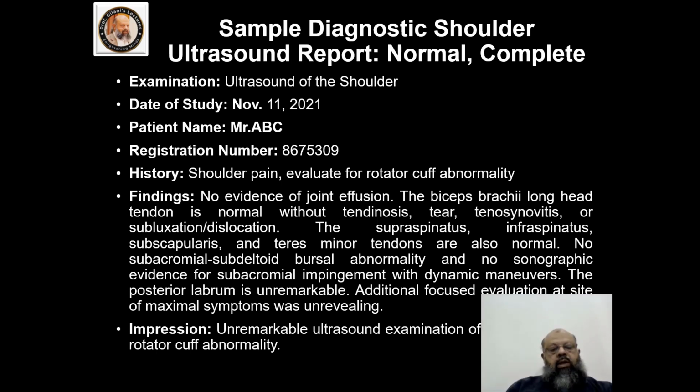Then we will say the impression or conclusion. Unremarkable ultrasound examination of the shoulder. We can say no rotator cuff abnormality. Now note that there are a few important things. For the biceps, we have to write about its appearance, effusion, tendinosis, tear, tenosynovitis, or subluxation or dislocation from the bicipital groove. Then we have to look into the supraspinatus, infraspinatus, subscapularis and teres minor, the 4 tendons.